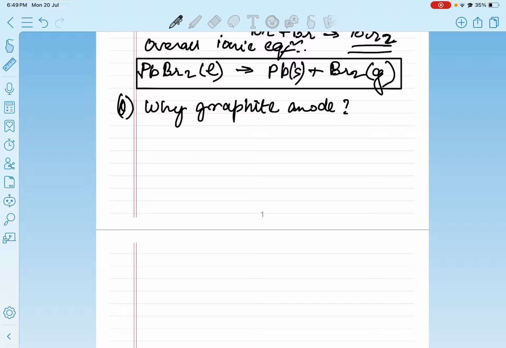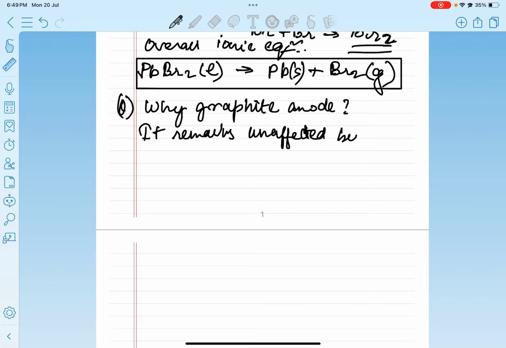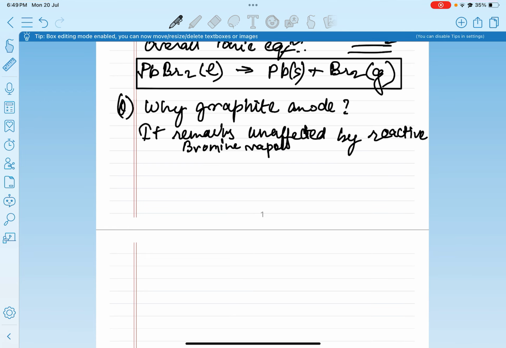But platinum is not taken. Graphite anode is always taken because it remains unaffected by reactive bromine vapors. Okay, this is it.